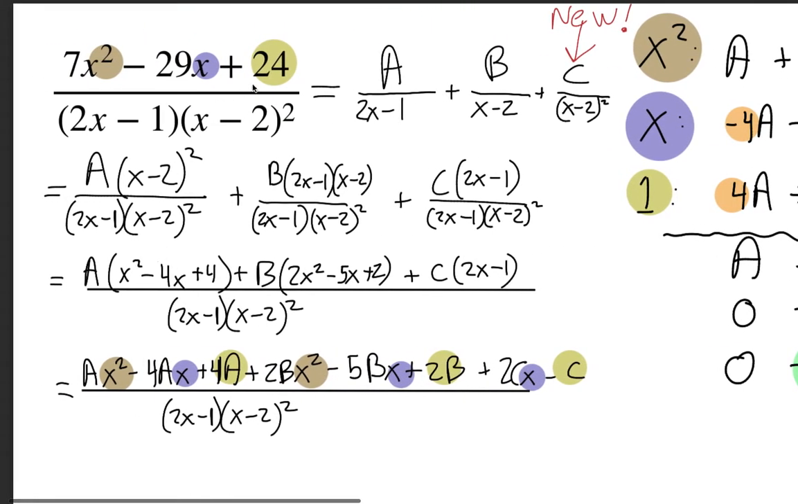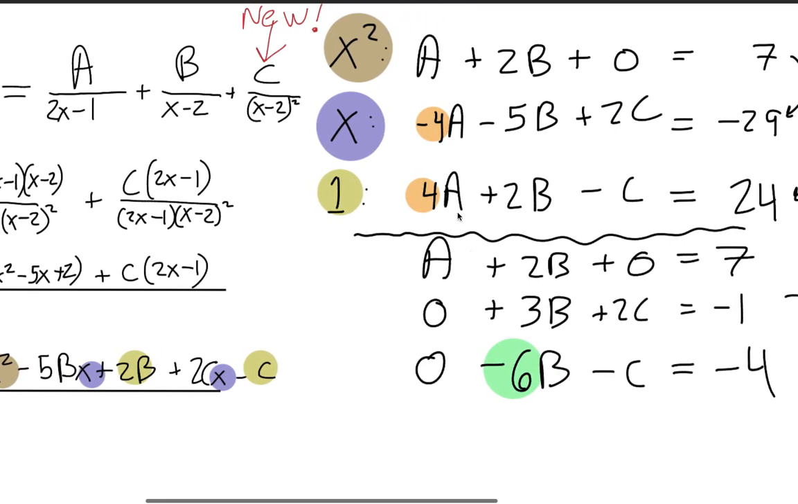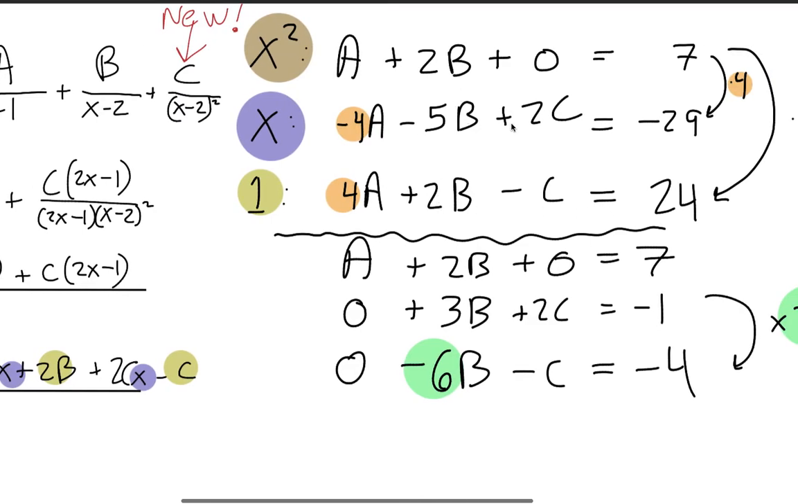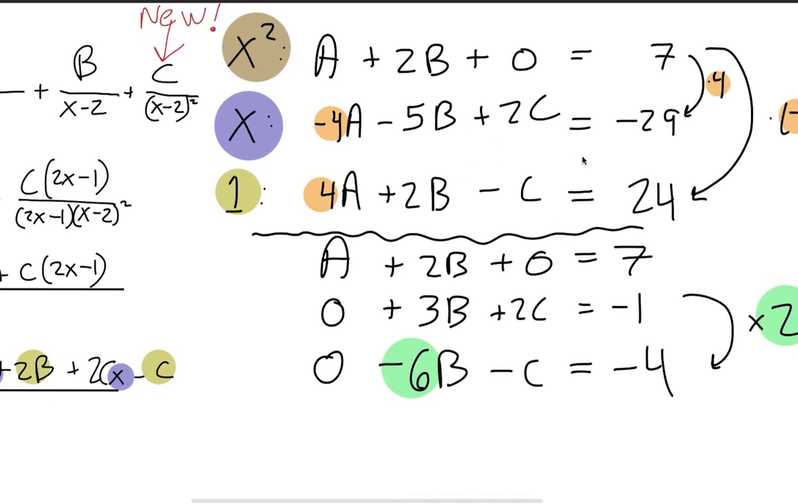Compare the linear terms. 24 is here. 24 has got to equal 4a plus 2b minus c, and that's exactly what you see right here. The system is 3 equations, 3 unknowns. It's definitely solvable.